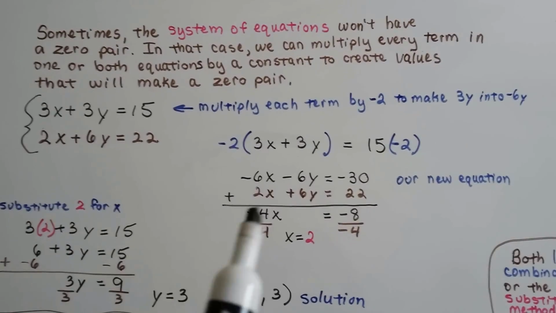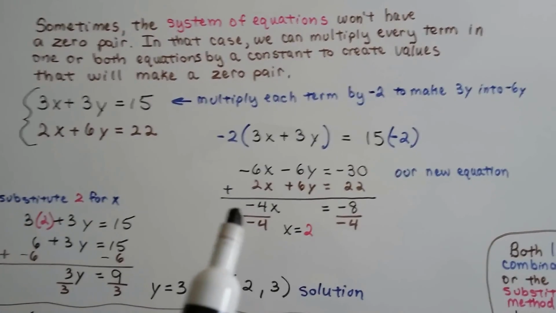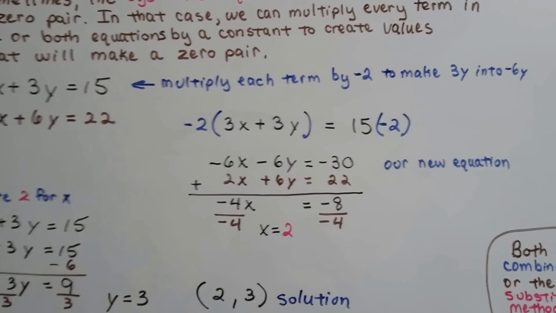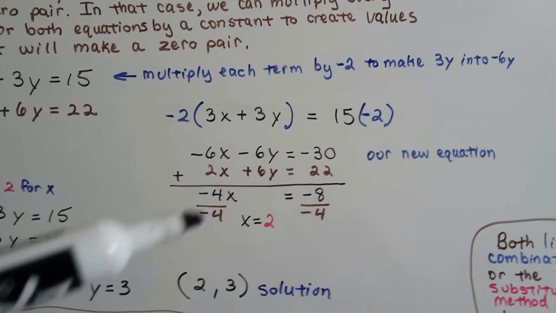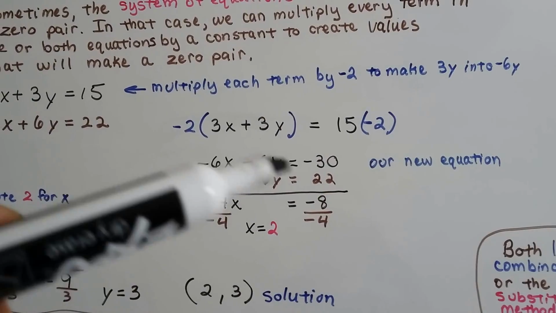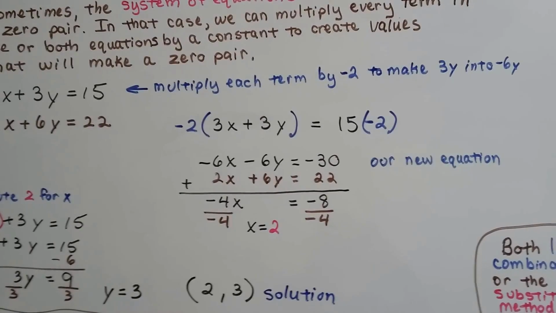Now we can take the second equation, put it underneath it stacked, and we can do our addition. Negative 6x plus 2x is a negative 4x. Negative 6y plus 6y, that's our zero pair that we made by multiplying all those terms by negative 2.